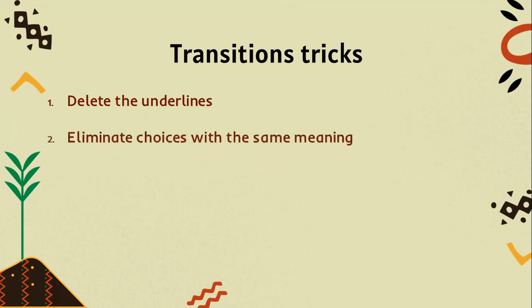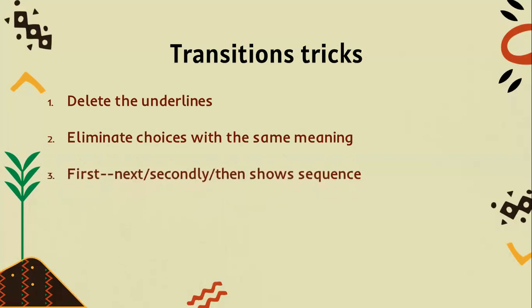For the second point, which is eliminating the choices that have the same meaning. So let us say that the first word is and, and the second word is moreover. So I should understand that the two words are equal, which means that you are trying to add information to the sentence. So and, moreover, or even besides, they have the same meaning. So if we got two choices that have the same meaning, we should eliminate these two choices.